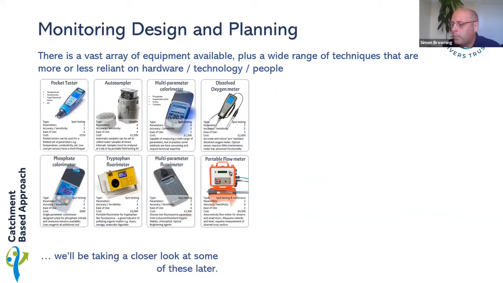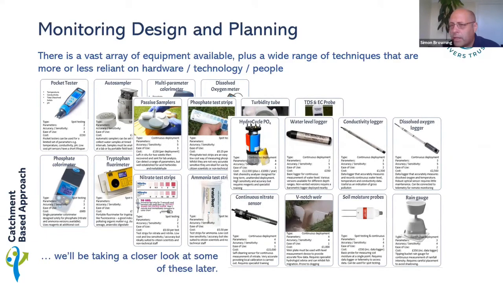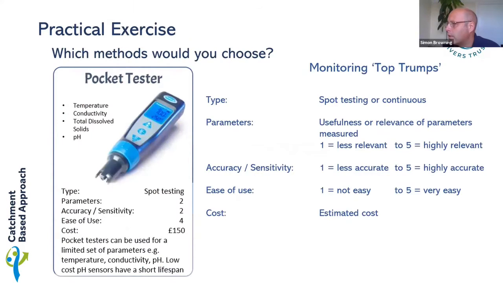So we'll be looking at this in a bit more detail later on in the exercise, but there are a whole range of different things. What I've done is give each one a score for various ease of use and accuracy and things. But there are hundreds of different things you can use to monitor the environment that are within our reach. These are all field-based bits of kit and fairly straightforward to use. So you'll be looking at these in a bit. But this is just an explanation of how those kind of top trumps cards work.